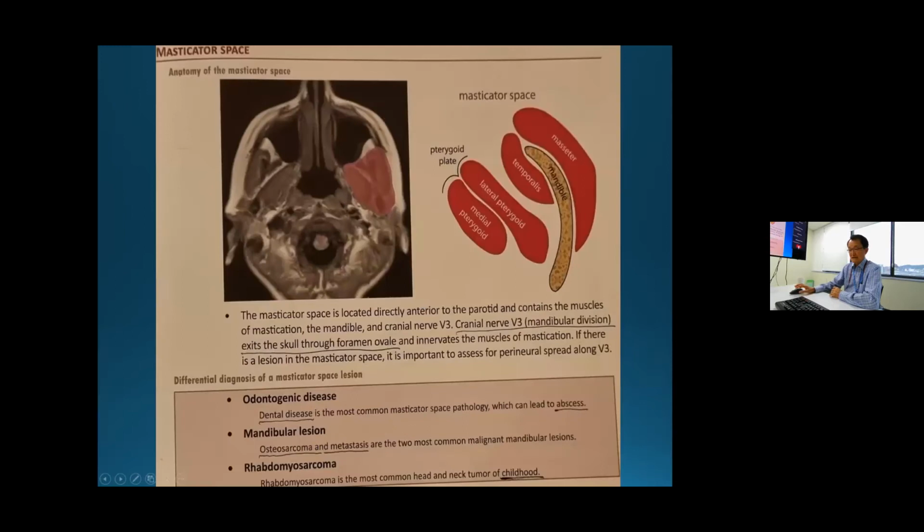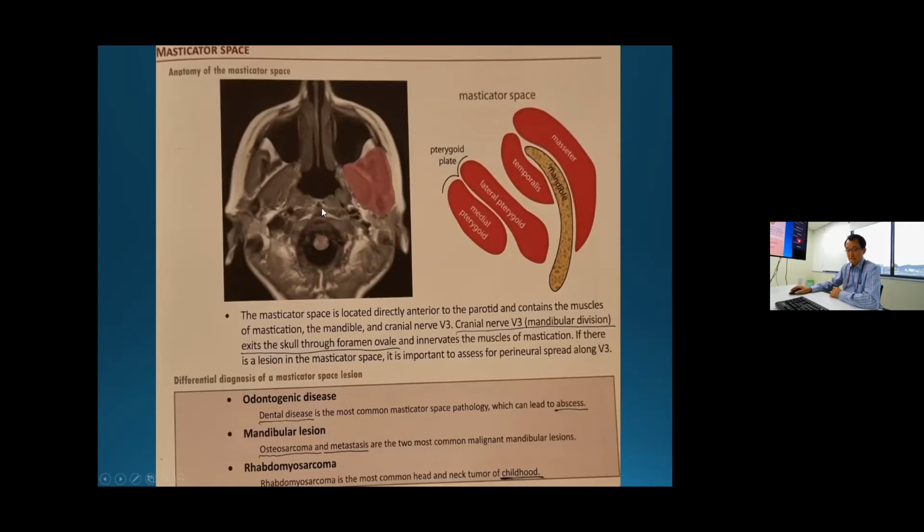Now, as I mentioned earlier, you have to know about the spaces. This is the maxillary sinus. Behind it is the buccal space. Masticator muscles are here, the masticator space. And these are pterygoid muscles here. This is the nasopharynx here, and this is the parapharyngeal, the retropharyngeal, and the prevertebral carotid space here.